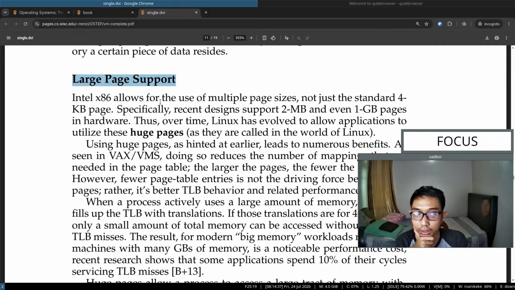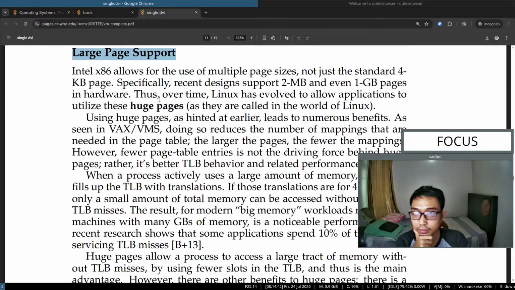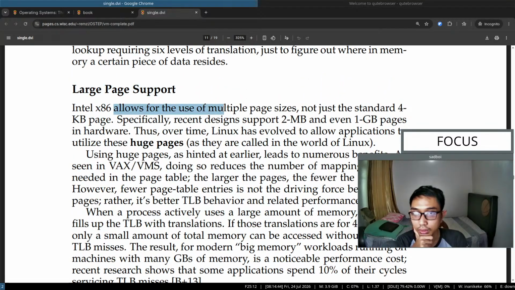Large page support. Intel x86 allows for the use of multiple page sizes, not just the standard 4 kilobyte page. Specifically, recent designs support 2 megabyte and even 1 gigabyte pages in hardware. Interesting, 1 gigabyte page.